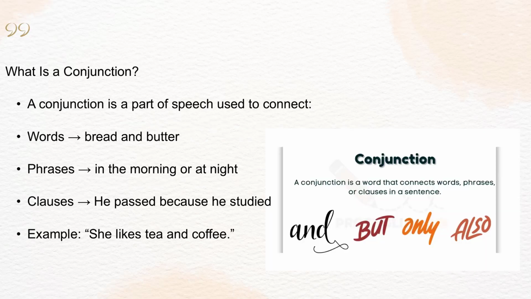What is a conjunction? Let's understand what a conjunction actually is. A conjunction is a part of speech that joins words, phrases, or clauses. For example, bread and butter, or he passed because he studied. It brings together ideas for clarity and cohesion. Example, she likes tea and coffee.